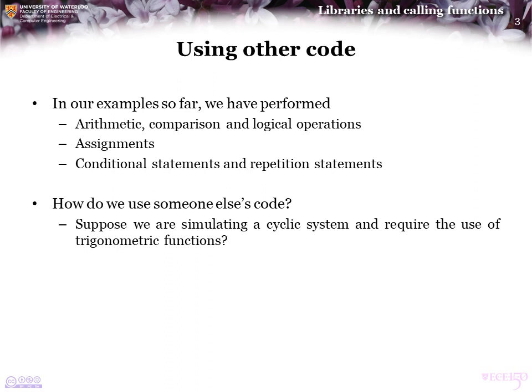So, for example, suppose you are trying to simulate a system that is repeating, say, alternating current, or some sort of flywheel, or an internal combustion engine, and you require the use of trigonometric functions. How are we going to get the values of, say, sine of x or cosine of x?